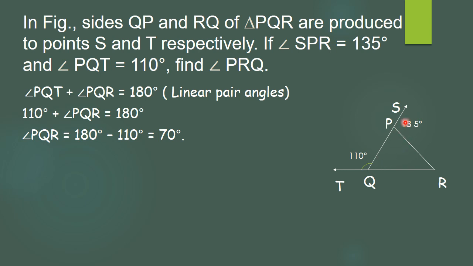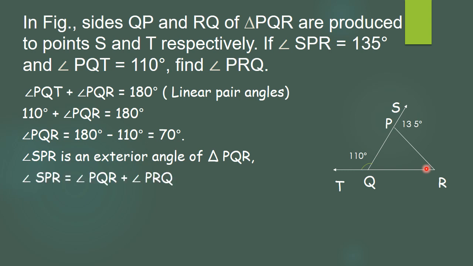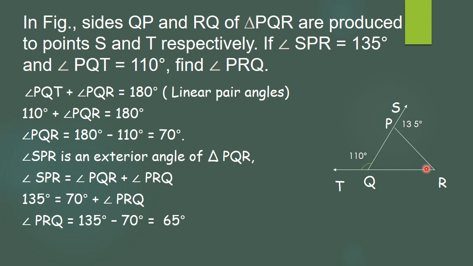For the exterior angle measure, we'll use the theorem that angle SPR is angle Q plus angle R. We know the angle Q, so we can find out the angle R. SPR is an exterior angle, so SPR is equal to PQR plus PRQ. So 135 is equal to 70 plus PRQ. And so we get PRQ is equal to 135 minus 70, that is equal to 65 degrees.